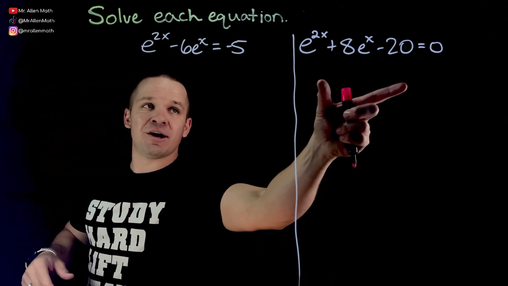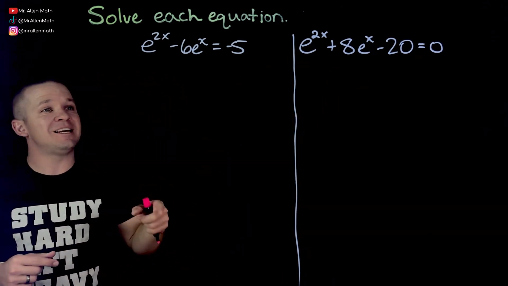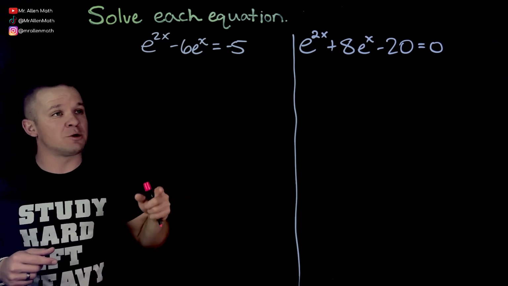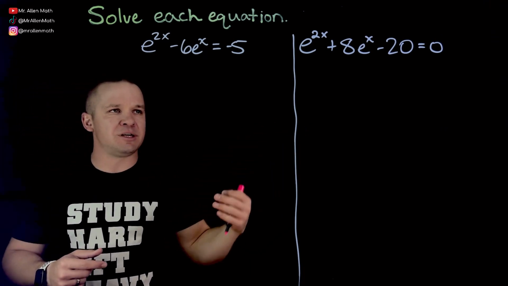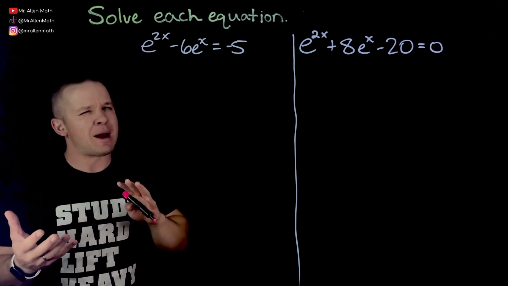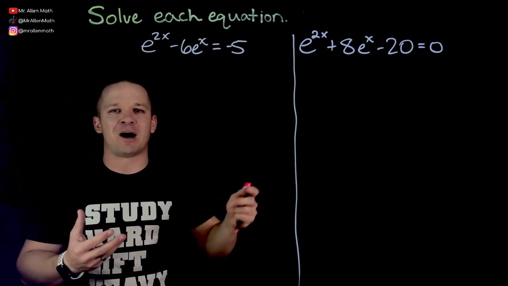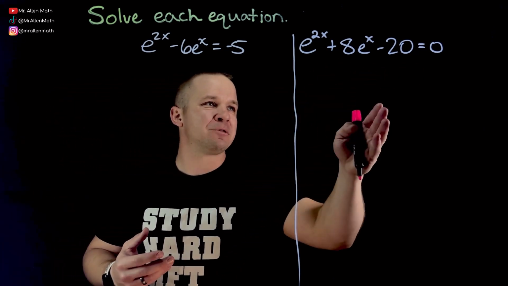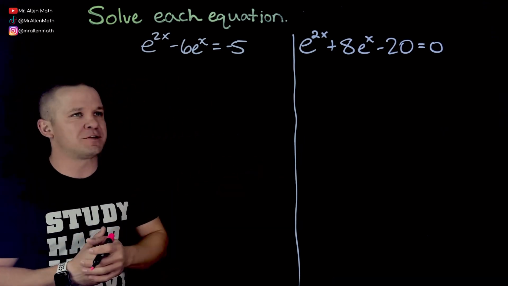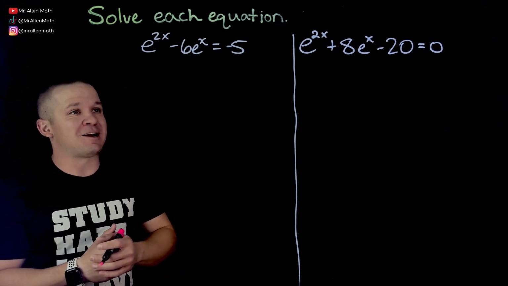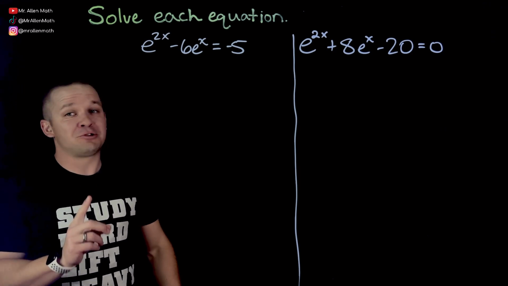I'm going to start with this one over here, e to the 2x plus 8e to the x minus 20 equals 0. It's got three terms here, and it might not look like it right now, but it kind of looks like a quadratic equation where you've got three separate things equal to 0, and I would like to factor to solve this thing. But I don't know how I'm going to factor this right now. But here comes the U-Substitution in a moment.